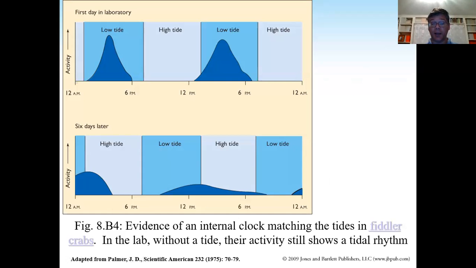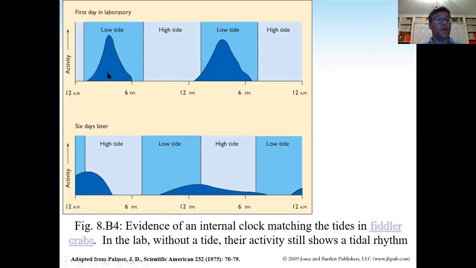Not surprisingly, being someplace where you're alternating between underwater and exposed to the air makes a big difference for things living there. And so the organisms that live in intertidal zones, places between the high tide and low tide level, have ways of dealing with the situation. This is an example from a study on fiddler crabs.